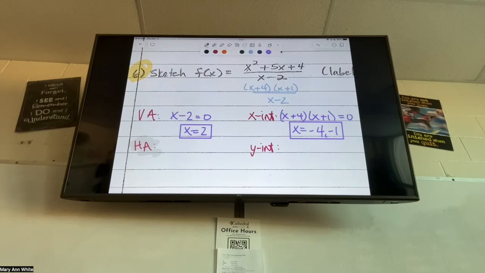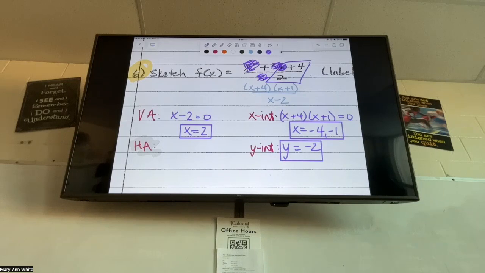And then last, the y-intercept: you plug 0 in for all those x's. So 0 squared is just 0, plus 5 times 0 is just 0, so it's 4. And then 0 minus 2 is just -2, so it's going to be 4 over -2. So the y-intercept is -2. Everybody doing okay so far?